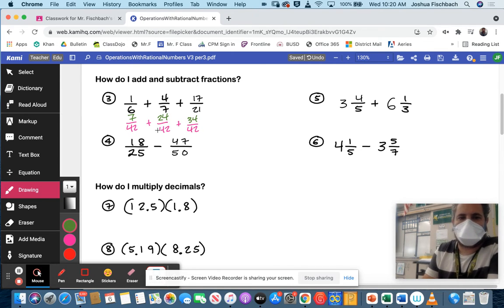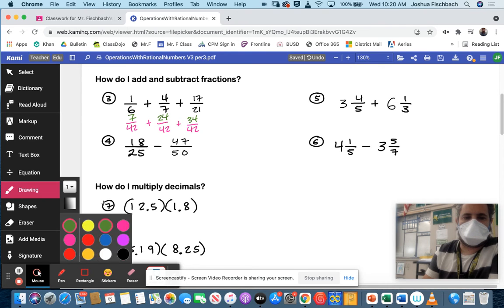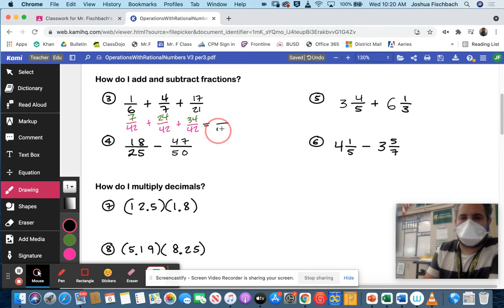Once I have them all as 42nds, then the cool thing is the bottom just stays the same. So we know the answer is going to be out of 42. That's the size of the answer, each piece. And then we're going to just add how many pieces we have. So 7 plus 24 plus 34. So 7 plus 24 is going to be 31. 31 plus 34 is going to be 65. So you end up with 65 42nds.